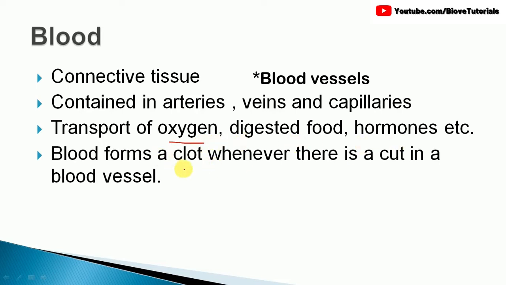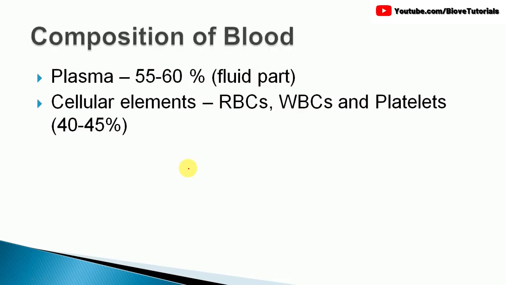And blood also forms a clot. We will study about this in a different part, what is meant by clot. Clot happens whenever there is a cut in a blood vessel. Okay, so whenever we get an injury, at that time blood forms a clot, by a process called blood clotting. So what is the composition of the blood?